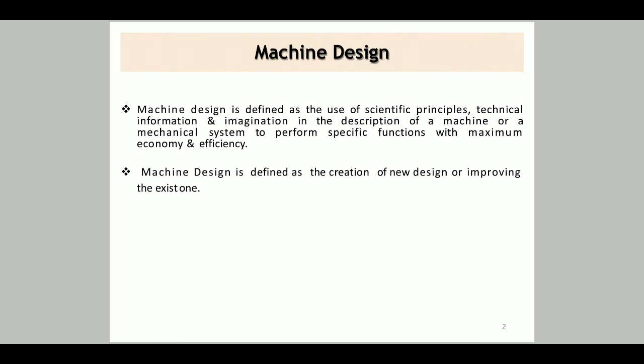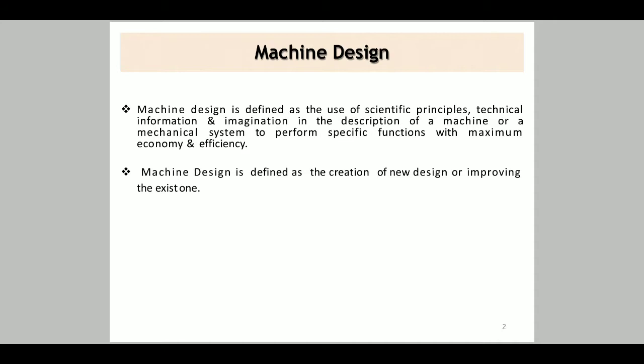In this unit, you are going to learn about the machine design cycle, different design considerations, design standards and codes, factor of safety, service factors, and design of quarter joints and knuckle joints.